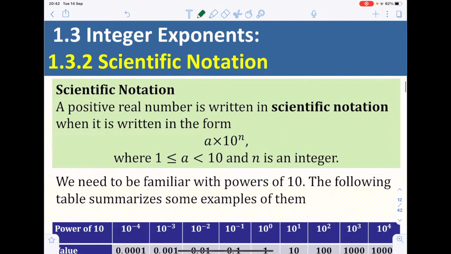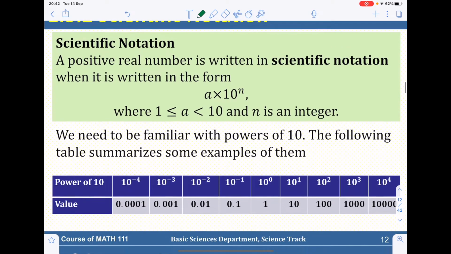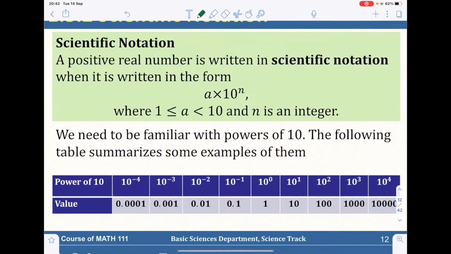Okay. Now we have the scientific notations. In scientific notation, we write the number as A times 10 to the power n. This form we call scientific notation. A is between 1 and 10, and n is an integer. N is an integer, okay?